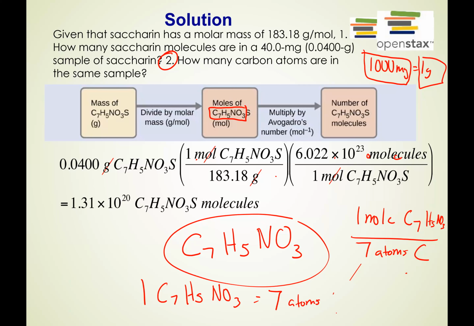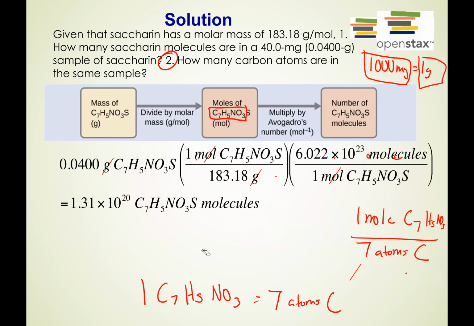Okay, so that means if we have this many molecules, how many carbon molecules will we have? I mean carbon atoms, if we just want to get carbon out of there. What will we do with that number? Just multiply it by 7. So if we have 1.31 times 10 to the 20 C7H5NO3S, I always forget the S. And this is molecules.